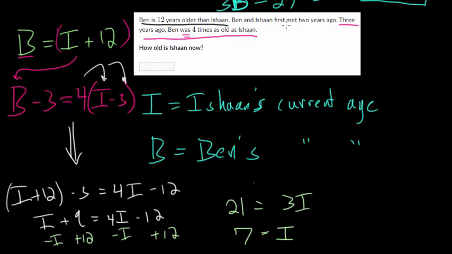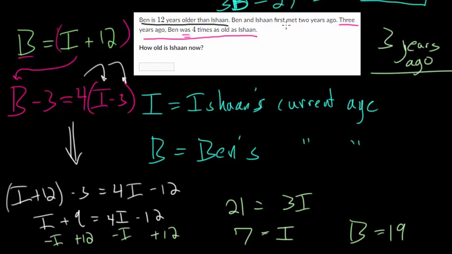And let's see if we can make sense of everything. So Ben is 12 years older than Aishan. So I plus 12, Ben should be 19 years old. Now, this second piece of information, 3 years ago, if these are the current ages, then Aishan would be 4 years old and Ben would be 16. And it's saying that Ben was 4 times as old as Aishan. But you can see that's true, because 4 times Aishan's age of 4 would be 16 years old. So we checked it, and it made sense with the given information, so we can feel confident that Aishan's current age is 7 here.